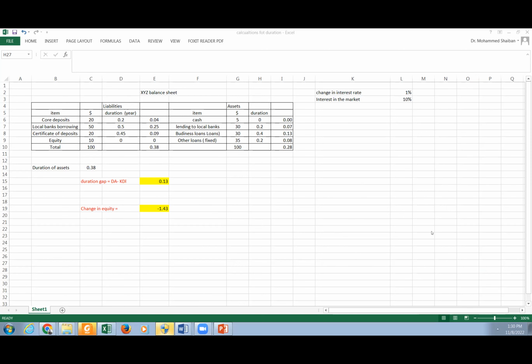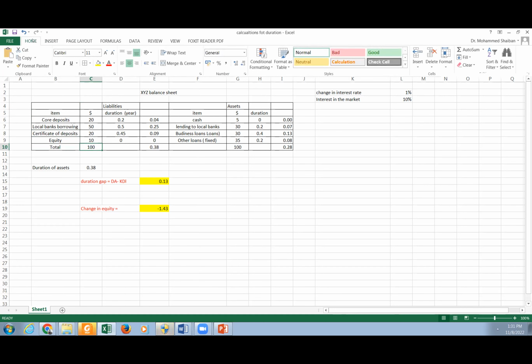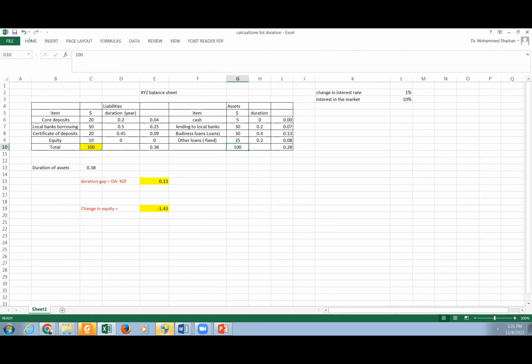Now, this is actually an exam question which I had last semester. It's not the same, I just tried to make it easier here. Look, this is the assets. This is the liabilities: I have core deposits, local bank borrowing, certificates of deposit, and equity. The total assets is 100, and the total liabilities is also 100.